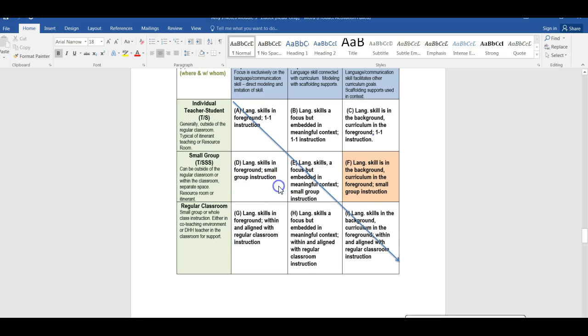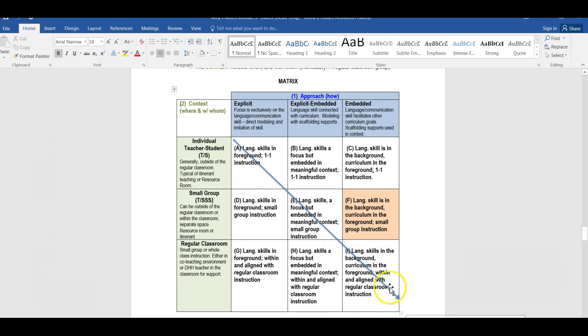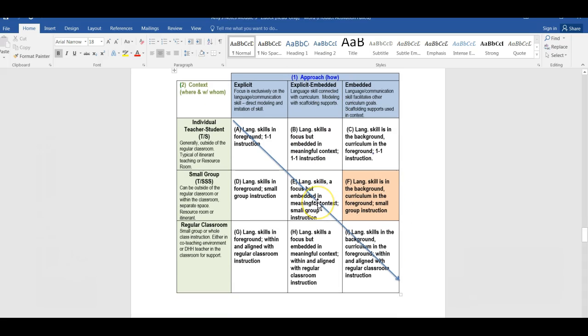And your goal really is this box right here, which is language skills that are in the background. The curriculum, maybe it's science, maybe it's social studies, maybe it's math, is in the foreground, but those skills are used in that context and in the regular classroom, embedded. So it makes you think about where and with whom you're working.